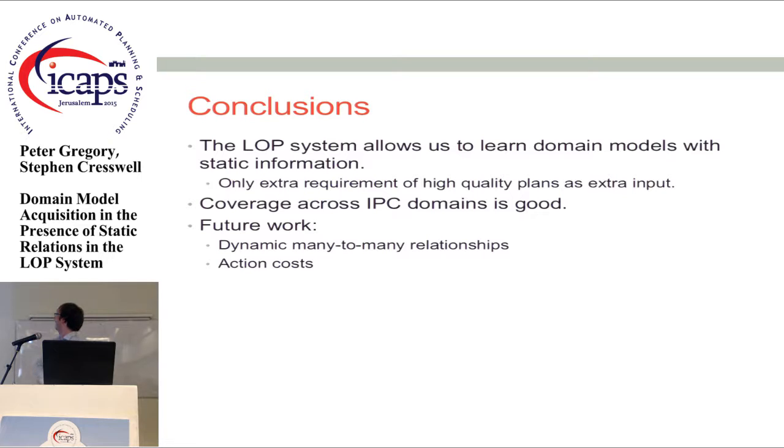And in conclusion, we can now learn domains with static information. We got good coverage across IPC domains. Future work, dynamic many-to-many relationships, and something to do with action costs.